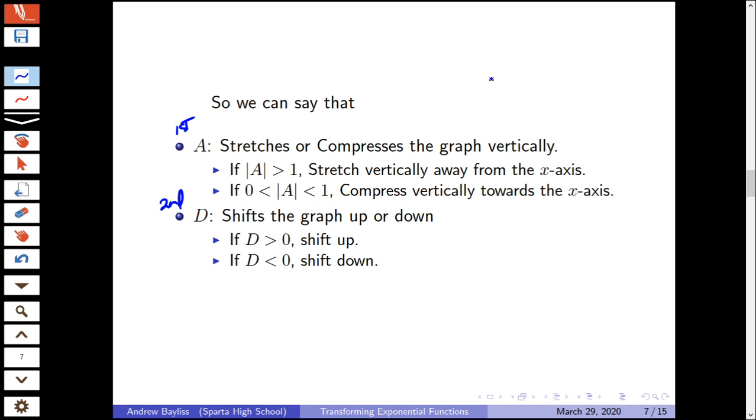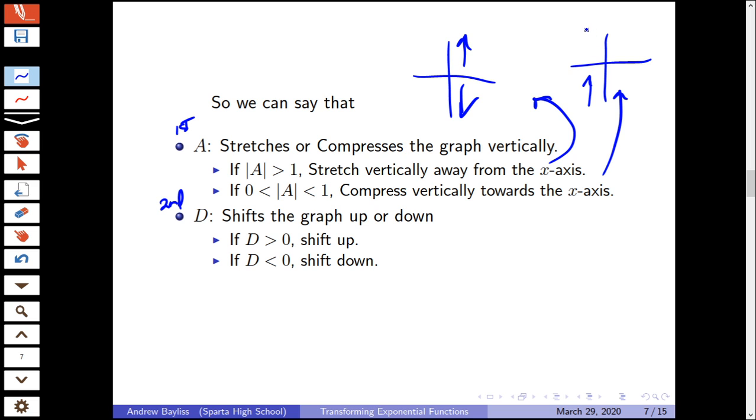If a is greater than 1, we're going to stretch it away from the x-axis. So points would be stretched up or stretched down. If a is a small fraction, like a half, that is, you're going to take half of all your y values. Remember, range is the y's. That's going to push and compress things towards the x-axis. And then finally, d just goes ahead and shifts graphs up and down.